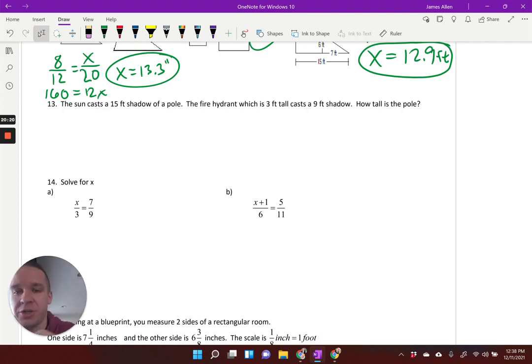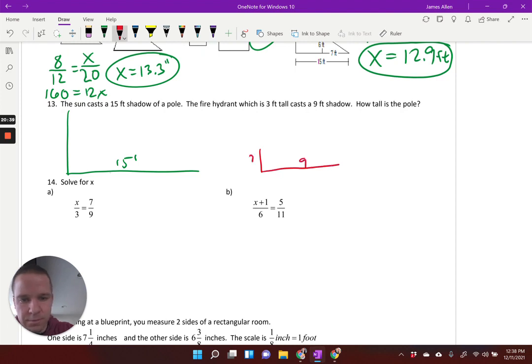The sun casts a 15-foot shadow of a pole, right? Maybe like a flagpole or something like that. So I'm going to draw that up. So let's say we have a 15-foot shadow, and then a fire hydrant, which is 3 feet tall. I'll make the fire hydrant red because that's fun. It makes a 9-foot shadow. We want to know how tall is that flagpole.